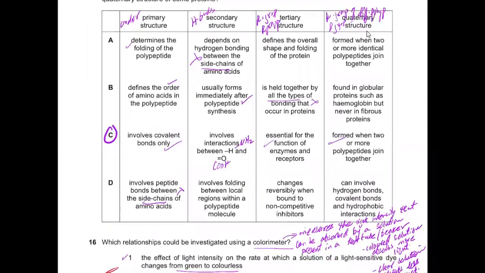Now come to the second statement. B defines the order of amino acids. Yes, or usually forms immediately after polypeptide synthesis. That's actually correct because the protein starts to fold into the secondary coil right away, but 3D folding occurs a bit later. Is held together by all types of bonding that occur in protein. So tertiary structure is held by R group interactions only. Found in globular proteins, we know this is wrong, so we move on.